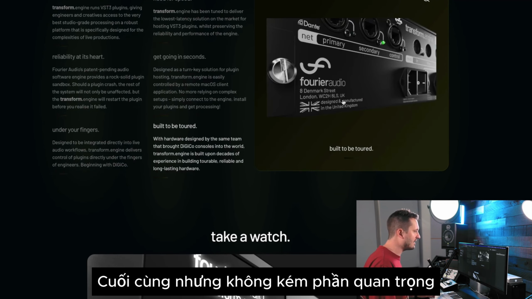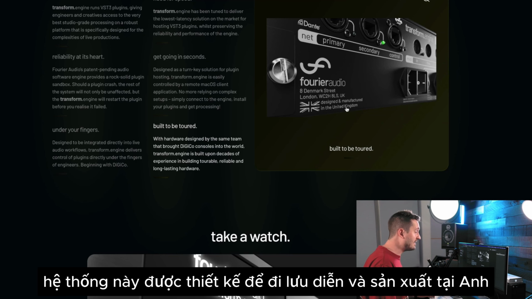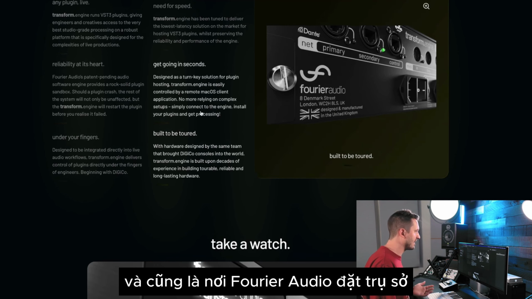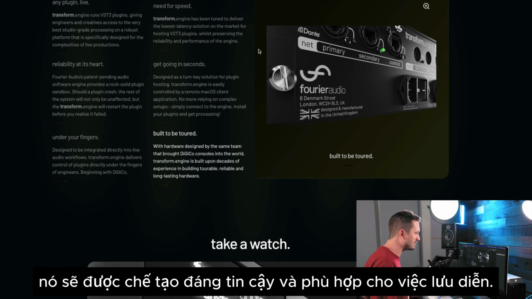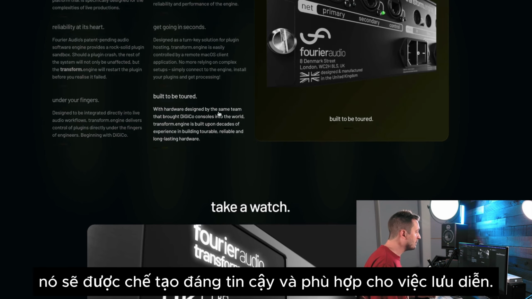And last but not least, it's built to be toured. This is a big one. It is designed and manufactured in the UK. That's where Digico is based, and that's where Fourier Audio is based. So if it's got the Digico name on it and the backing of Digico, I trust this to be reliably built and that it will be touring great.